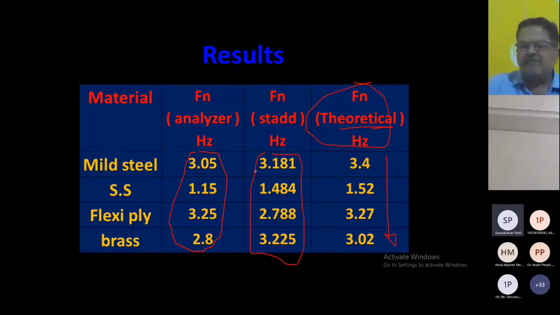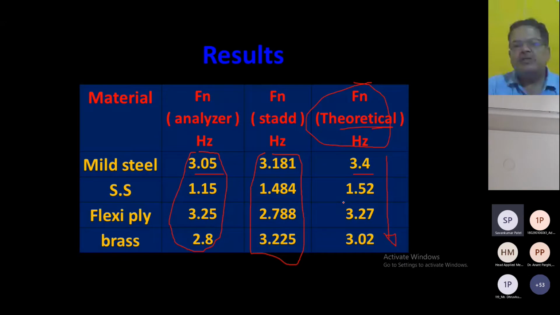Now these are in a very close range, I tell you. The only thing is that the conditions we are assuming in the software or theoretically may be slightly different from the experimental conditions, right? So here you can see that theoretically I'm getting a frequency of 3.4 hertz, and when I performed the test it was 3.05.